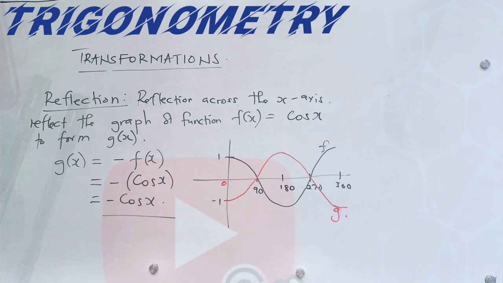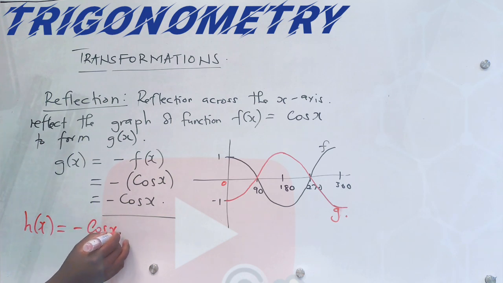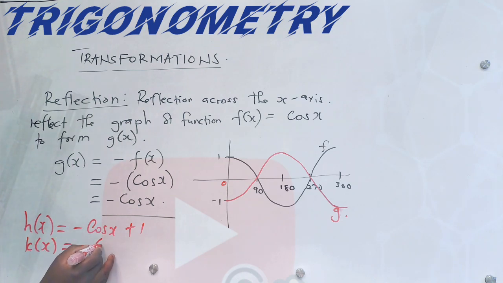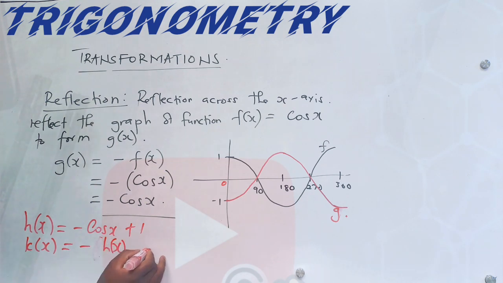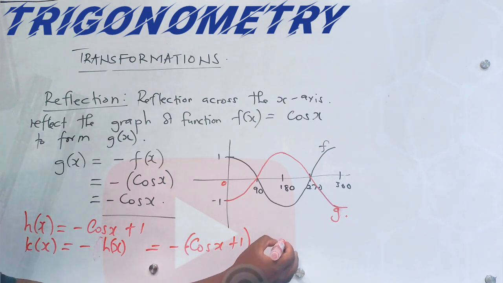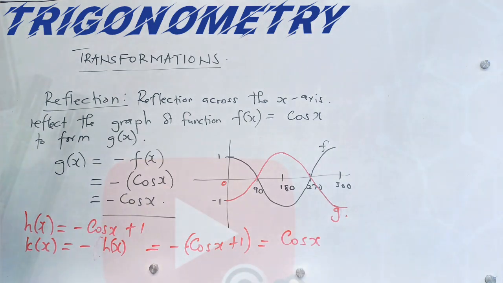Let's say we're given a function h of x is equal to negative cos x plus 1. Then say reflect this graph to form, maybe, k of x. So we know k of x will be negative h of x. Then our new graph will be minus multiplied by negative cos x plus 1. Then by simplifying it, minus and a minus gives us a positive. So our new graph will be cos x minus 1. That will be our k of x.